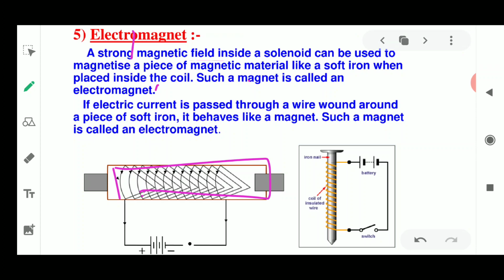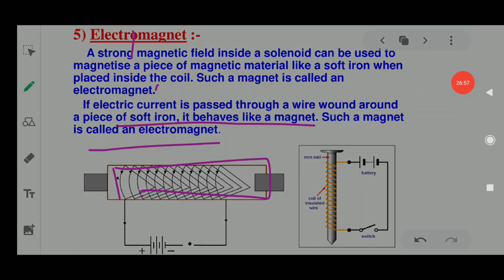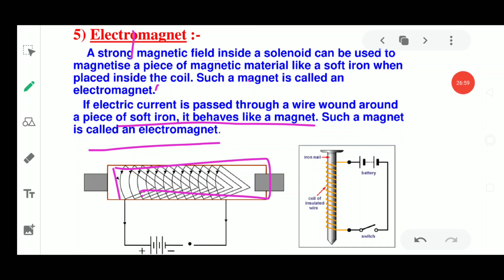If the electric current is passed through the wire which is wound around a soft iron piece, it behaves like a magnet. Such a magnet is called an electromagnet. This is how you would see the picture shown in this diagram, where you could see one iron nail around which a coil of insulated copper wire is wrapped, taking several turns, similar to that of the solenoid.